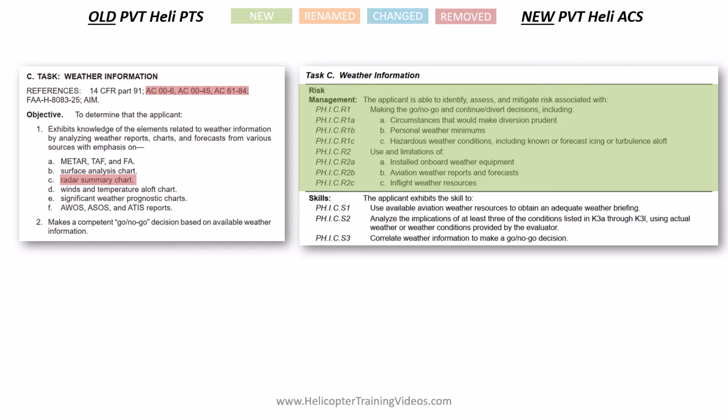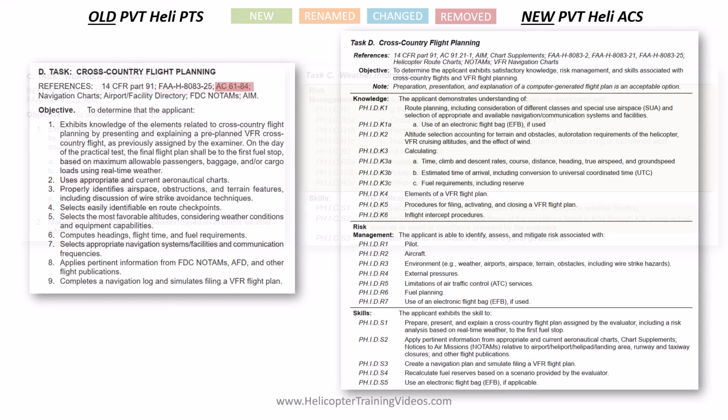So it's talking about delays on radar and needing to be high enough for the ADS-B ground station, radio reception, etc., to better speak to flight service station or to get that information. Under the skills section, basically talking about being able to get a weather briefing and analyze the impact of at least 3 of the items or elements that were listed on the previous page, using actual weather or weather conditions provided by the evaluator.